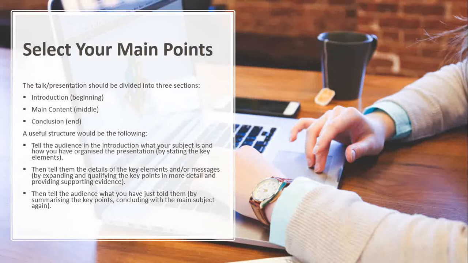A useful structure would be the following. Tell your audience the introduction about what your subject is and how you're going to organise the presentation by stating the key elements. Then tell them in detail about the key elements or the message, expanding and qualifying the key points in more detail and providing supporting evidence. Finally, tell your audience what you've just told them by summarising the main key points and including the main subject again.